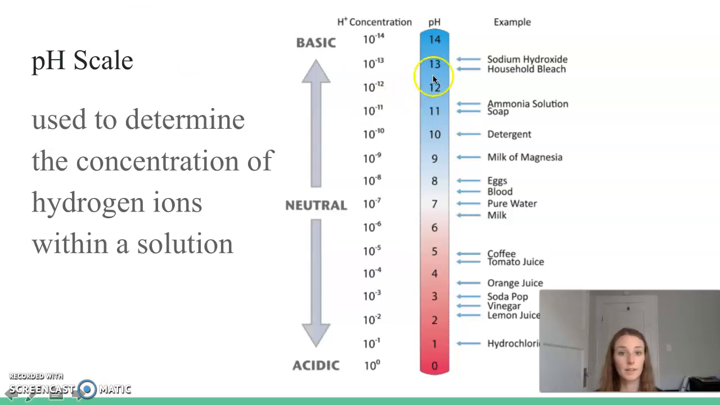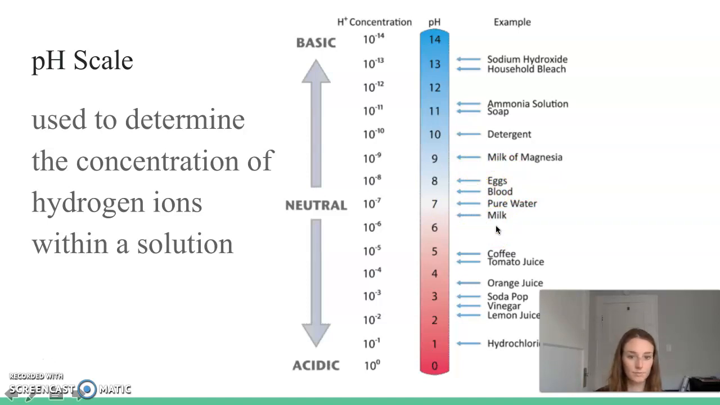And then like we said, something that's 14 is super basic. That could be something like sodium hydroxide or household bleach, versus something like eggs or milk of magnesia. Those would be pretty basic, or not as basic. Close to neutral, not quite. Detergent, of course, is not as strong as, say, bleach, but still it has basic characteristics. And then a straight 7 would be pure water.